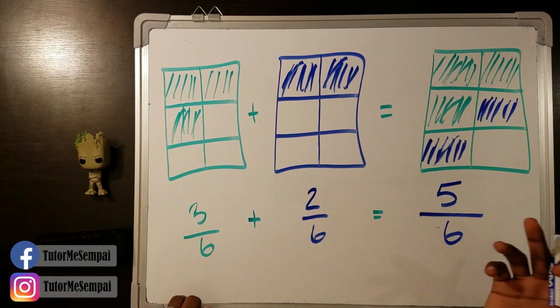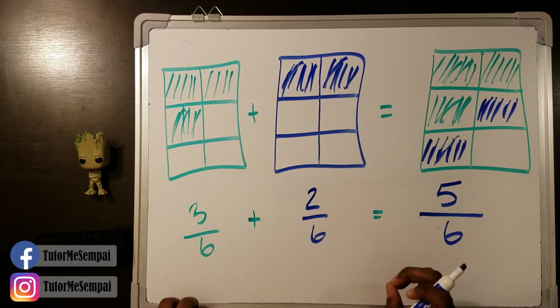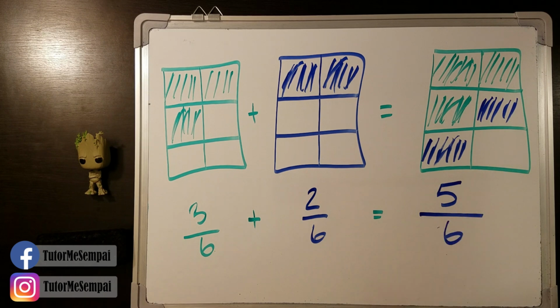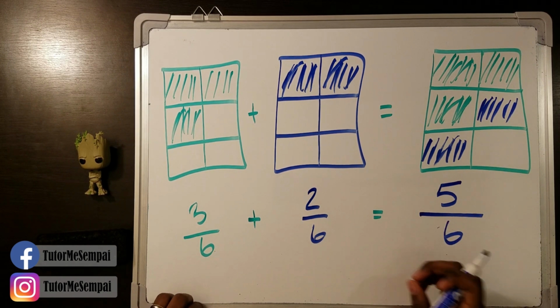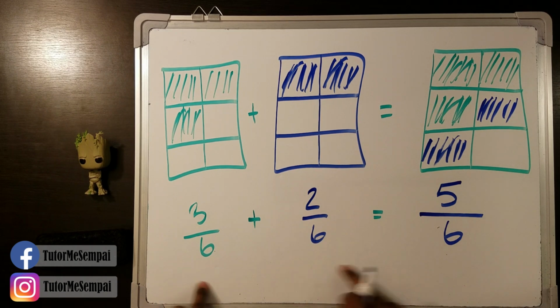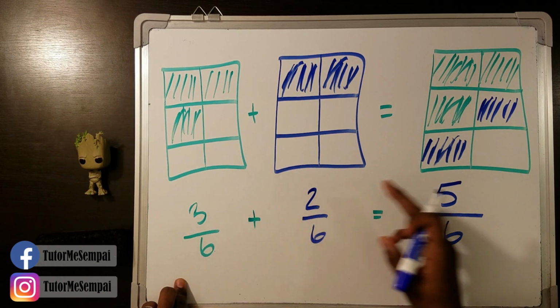I'll link a separate video for what to do when you have different bases or different denominators. But for right now, we're just going to focus on same denominators, making sure that you know what happens when you have everything the same on the bottom, how you're supposed to handle the tops.